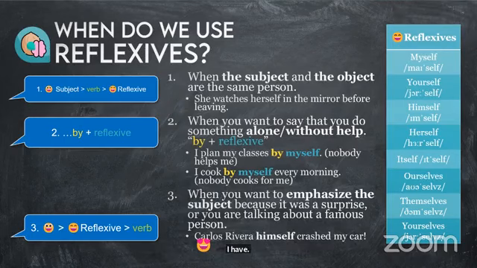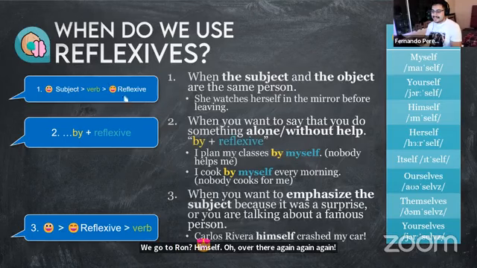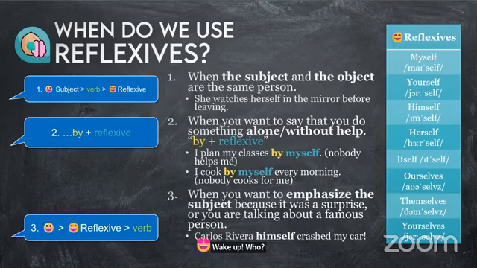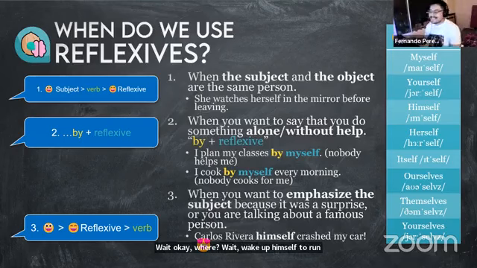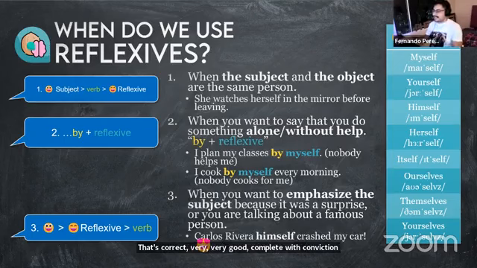Wake up himself, to run. Himself. Order again. Subject, verb, reflexive. Wake up who? Wake up to run. Wake up who? Wake up himself to run. Exactly. At 5 o'clock. Yes, that's correct. Very, very good. Complete with conviction so Laurita can understand.